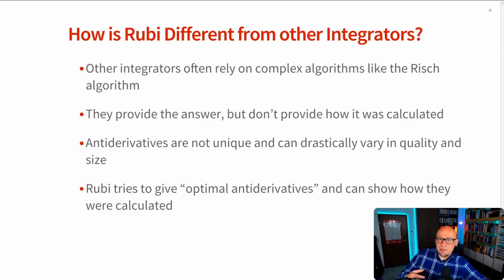But the other thing is the nature of following a rule-based approach, applying rule after rule to get to the antiderivative. It gives you a way to see how it was calculated, what transformations were used, and how you could repeat it on paper.